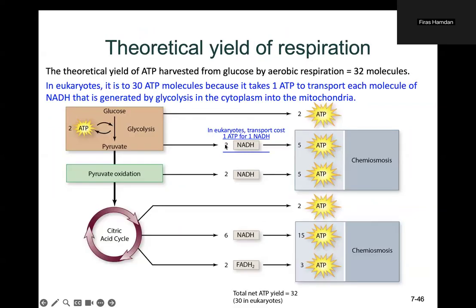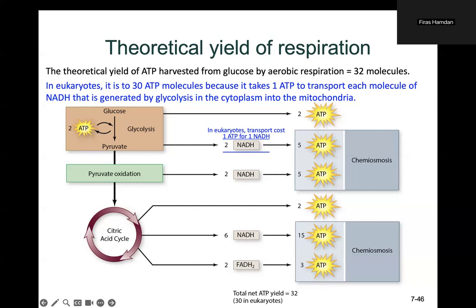That's why there's a difference in number. So if you have 2 NADH here, that means you get 5 ATPs. If you have 6, you're going to get 15. 2 FADH: we know 1 FADH produces one and a half, so 2 will give you 3. If you calculate this all, you get a total net yield of 32 ATPs from one glucose molecule. But you only find this in prokaryotes. In eukaryotes, you only have 30. You don't really get the full 32.